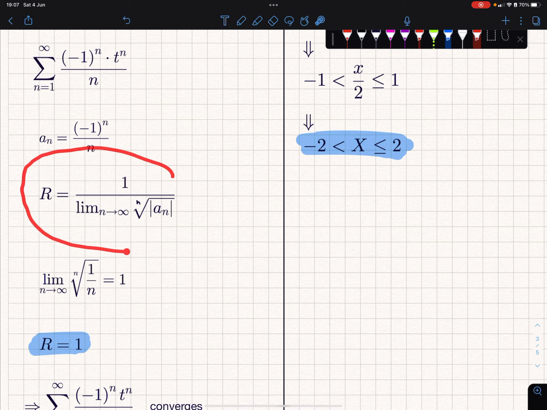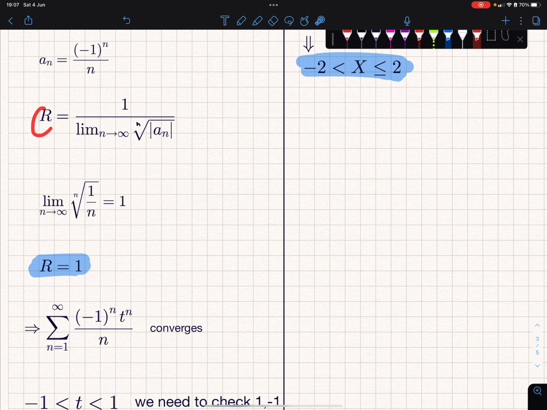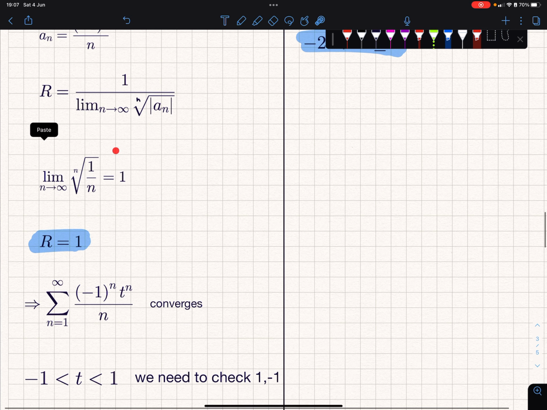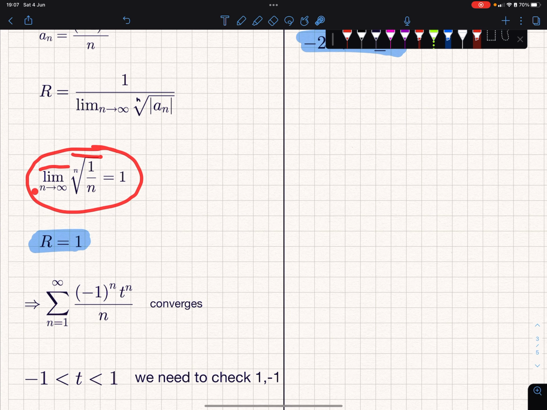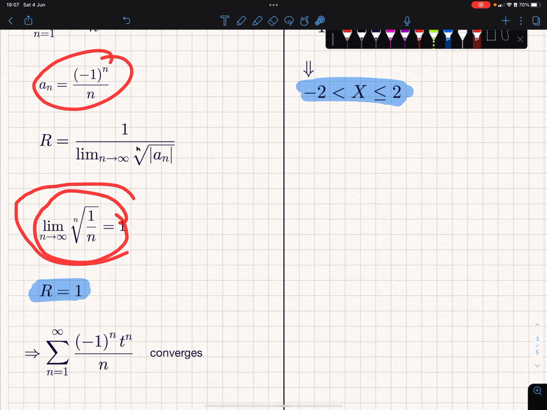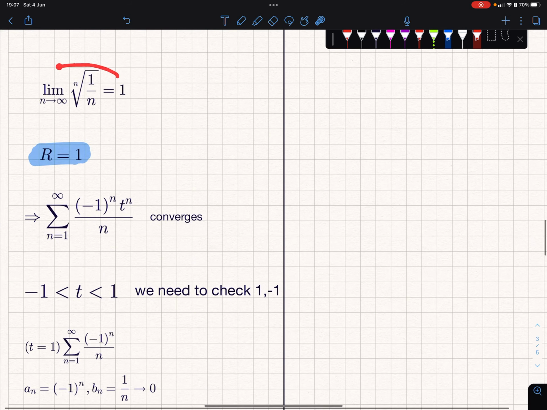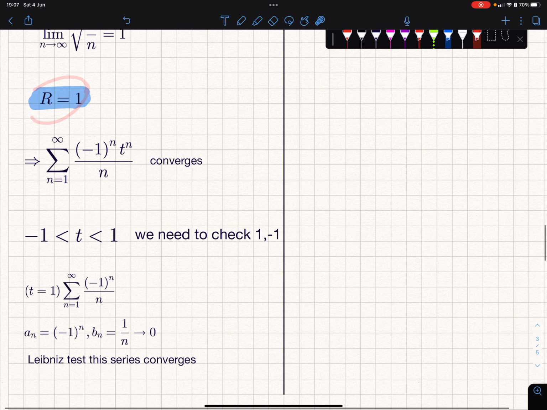So we're going to use the root test, and this test states that the radius of convergence is equal to 1 divided by the lim sup of the nth root of the absolute value of a_n. So the lim sup of the nth root of |a_n| is going to be 1. Okay, so the limit of this is 1, and because the limit is 1, then R equals 1. So the radius of convergence is 1.